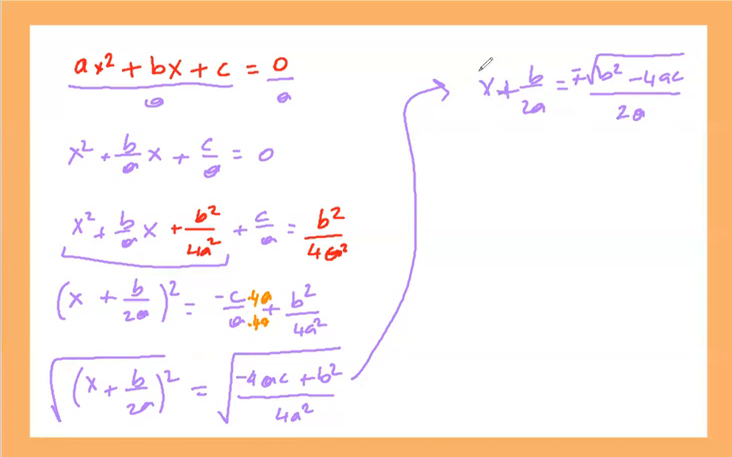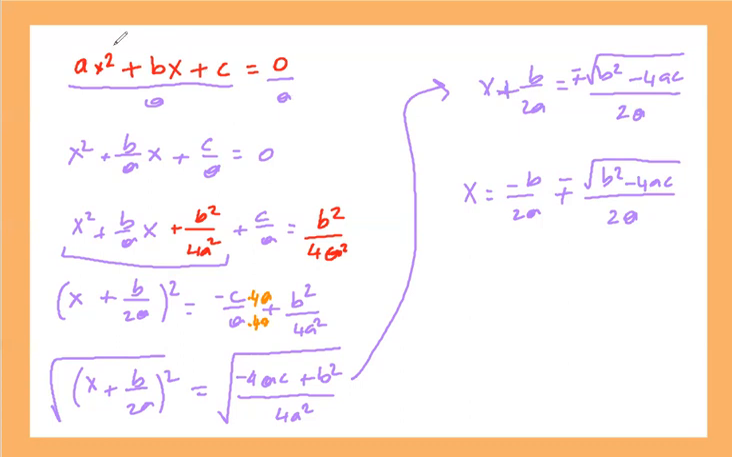So my final goal is just to get this x alone. So I can subtract b over 2a from both sides. So that will be minus b over 2a on the right, and then plus and minus the square root of b squared minus 4ac over 2a.